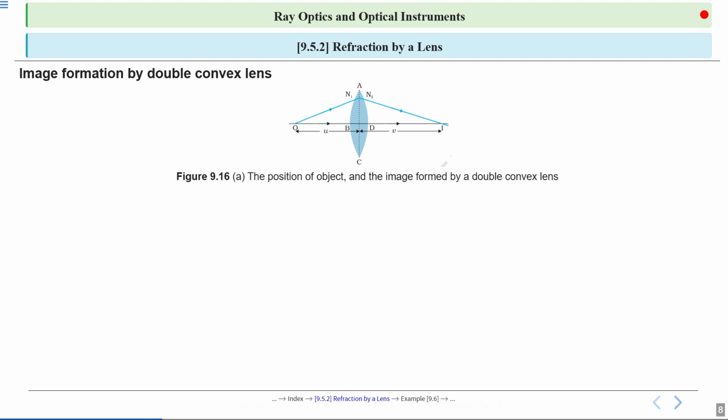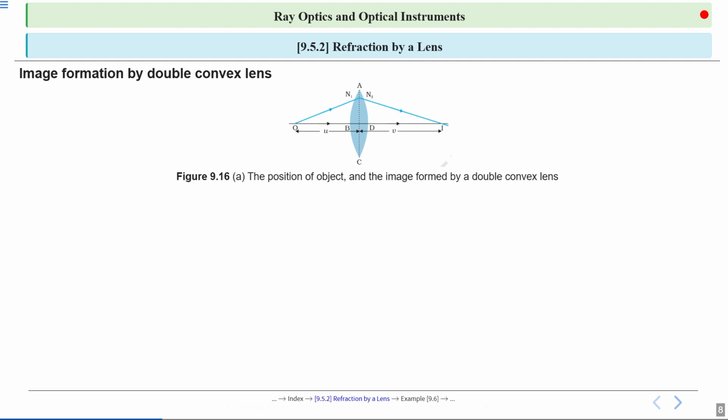Okay, so this is figure 9.6a, the position of object and image formed by double convex lens. It is shown in the diagram. Object is O. Okay, this is the object, O, and incident light is coming from the object and falling on the lens. After refraction through the lens, it meets at the principal axis at point I. That point I is the image of object O. U is the object distance and V is the image distance.